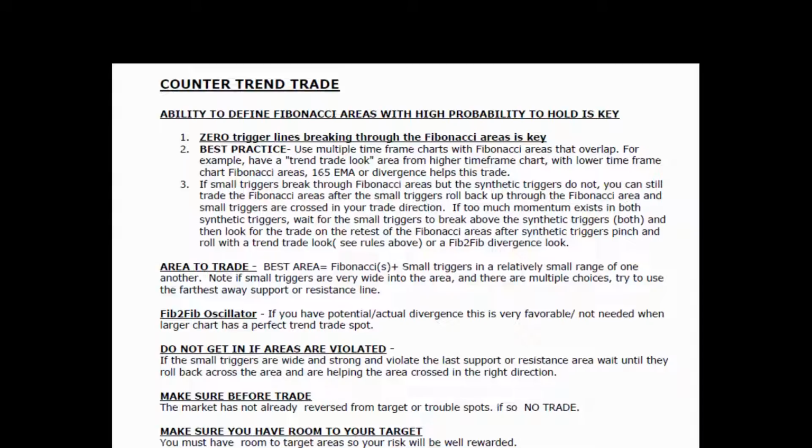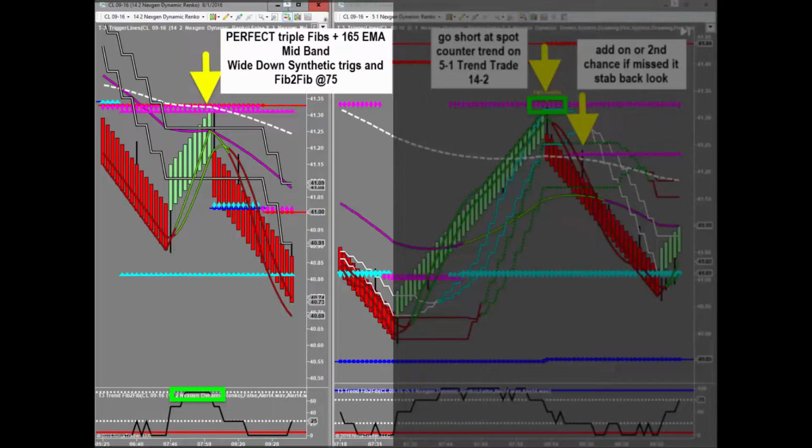So let's take a look at a chart of a counter trend trade. All right, so we're going to take a look at the same area, 14-2 chart. Obviously a very good look that really fits perfectly into the best trend trade short look for a larger chart. Small triggers down below our synthetics, pull back into multiple time frame resistance and a 165 EMA. Our fib to fib oscillators at the 75 sell line. So we've really got a bullseye, if you will, at our Fibonacci support and resistance areas where we're going to be looking for that trend trade short to happen.